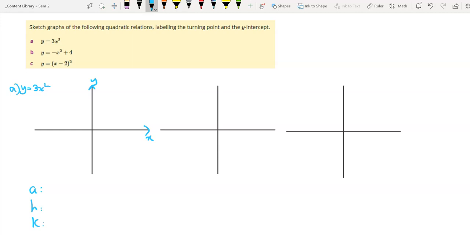The first thing we're going to do, underneath the graph, could you identify for y equals 3x squared, what is A, what is H, what is K? So for that graph, what is A, what is H, and what is K? I'll write up the general form up here. That's the general form, so that's where each of those letters appear in the equation. What is A, what is H, what is K?